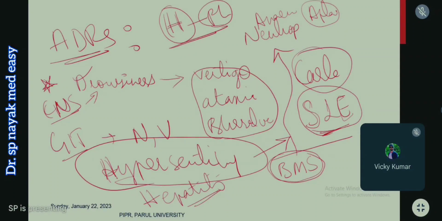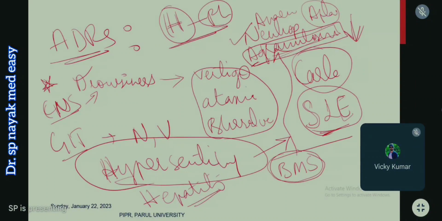And it also causes agranulocytosis, from bone marrow suppression. What is agranulocytosis? The white blood cells, the granulocytes, are drastically decreased. In neutropenia, the neutrophils decrease. In agranulocytosis, the granulocytes decrease completely. That is called agranulocytosis. A means absence of granulocytes. That is due to bone marrow suppression.